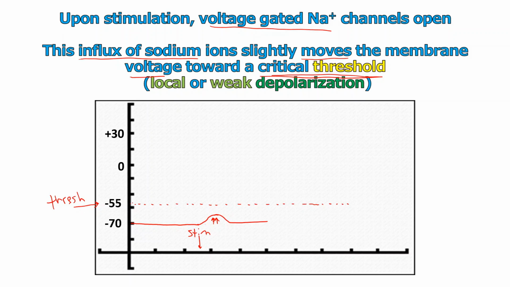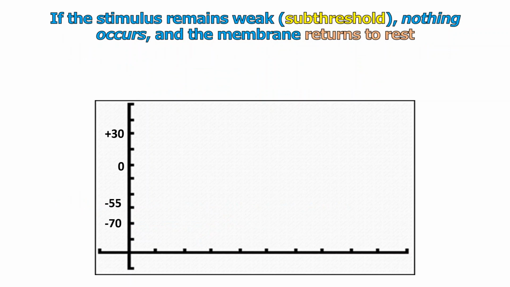The stimulus wasn't intense enough. So we moved the voltage, we did a weak depolarization, but it didn't wake up the neuron all the way, meaning we didn't hit threshold. So nothing happened and it went back to sleep. The notes here reiterate that. If the stimulus remains sub-threshold, like we just showed, it will return to rest, and nothing will occur as far as making the neuron get excited.